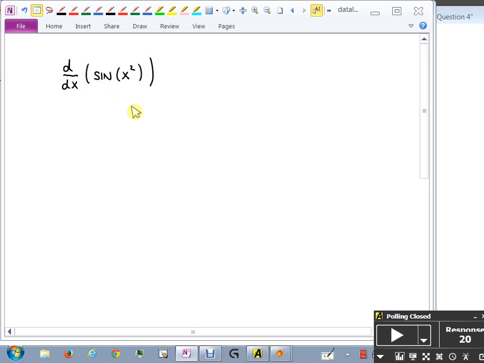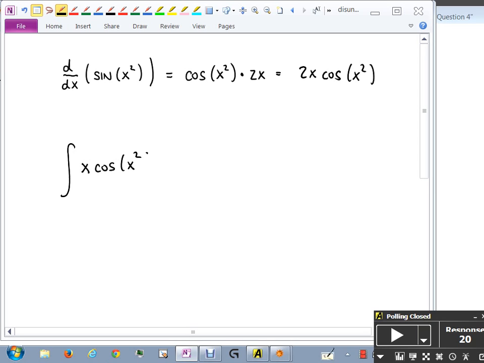The derivative of sine of something is cosine of that, right? I don't touch the x squared yet. Times, now I go in, take the derivative of the inner function, which is 2x. And then if I rearrange things, I get 2x cos x squared. That's it. That's the derivative of that. So I say now, what is the antiderivative of x cosine x squared dx?